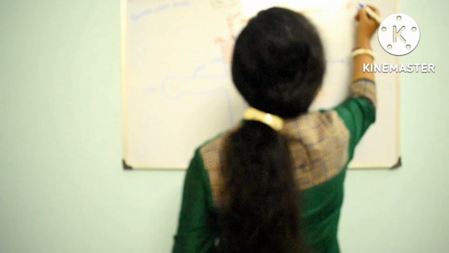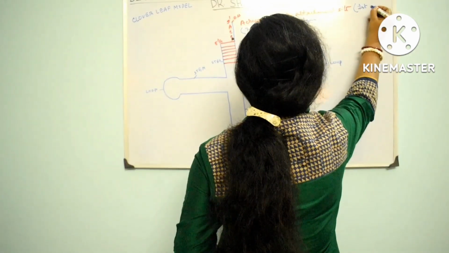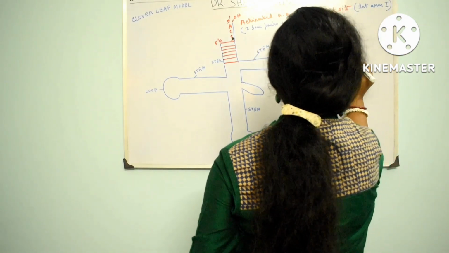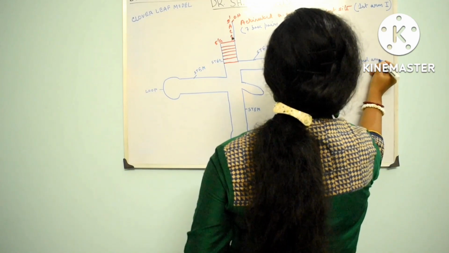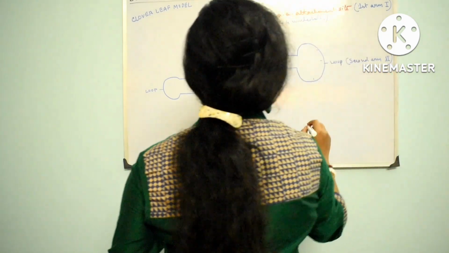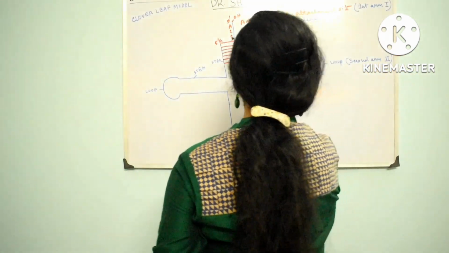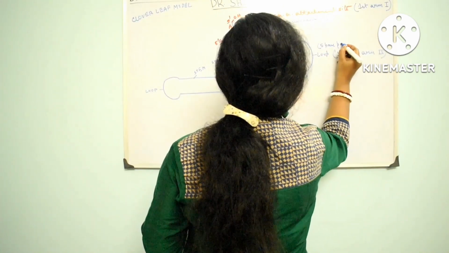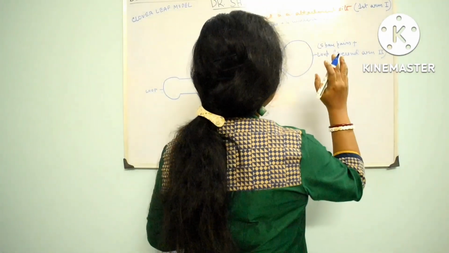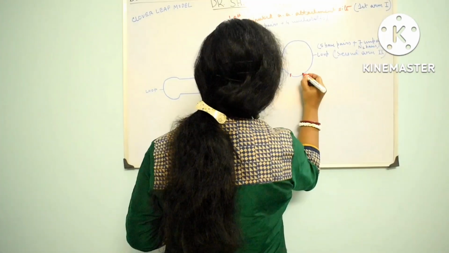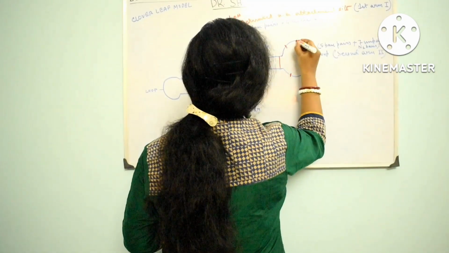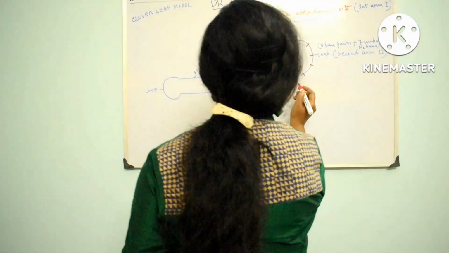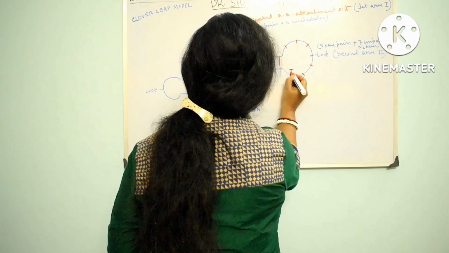This one is known as the first arm. This one is the second arm. Here in the second arm, 5 base pairs are present, and 7 unpaired nitrogen bases: 1, 2, 3, 4, 5, 6 and 7. 7 unpaired nitrogen bases. Here among the unpaired bases, T is present.